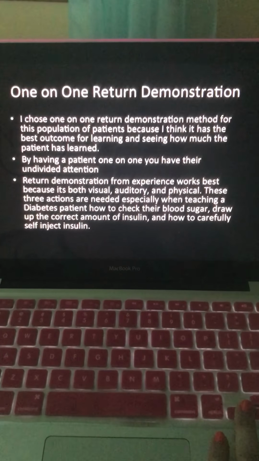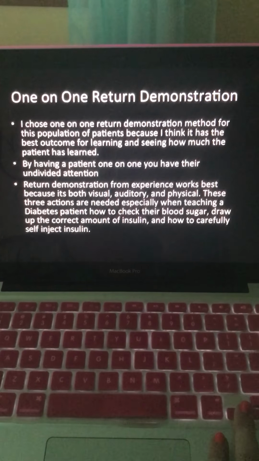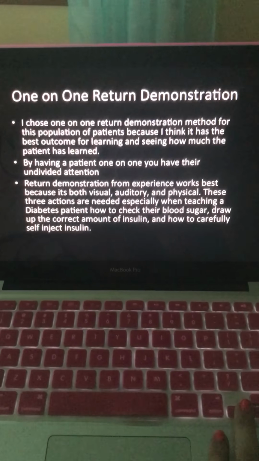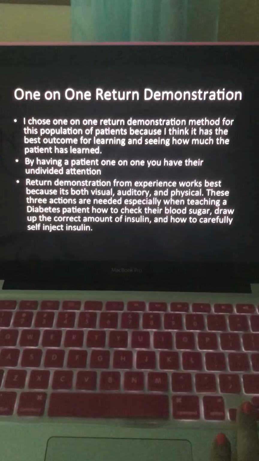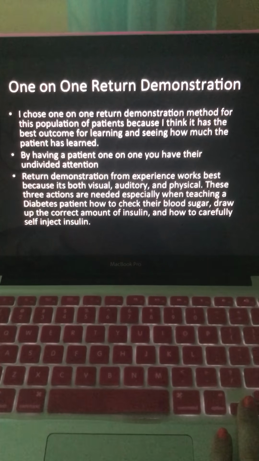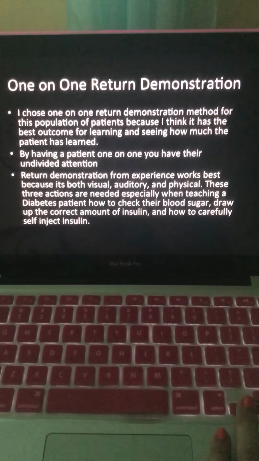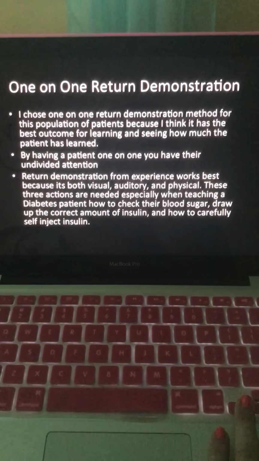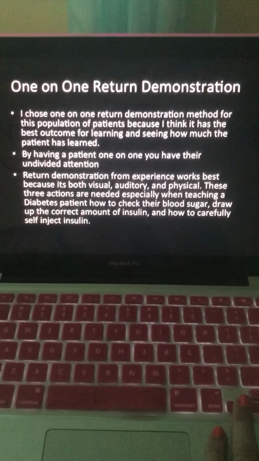I chose this method for this population of patients because I think it has the best outcome for learning and seeing how much the patient has learned. By having a patient one-on-one, you have their undivided attention. Return demonstration works the best because it shows visual, auditory, and physical. These three actions are needed, especially when teaching a diabetes patient how to check their blood sugar, draw up the correct amount of insulin, and how to carefully self-inject it.